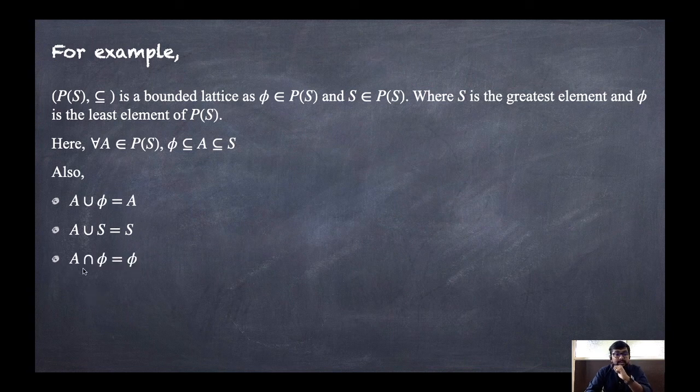Then A intersection phi: if you take the intersection of A and phi, you will get phi. In the same manner, when you take the intersection of A and S, S is the greatest element and A is whatever the given set, so their intersection will be the lowest one. That means A.